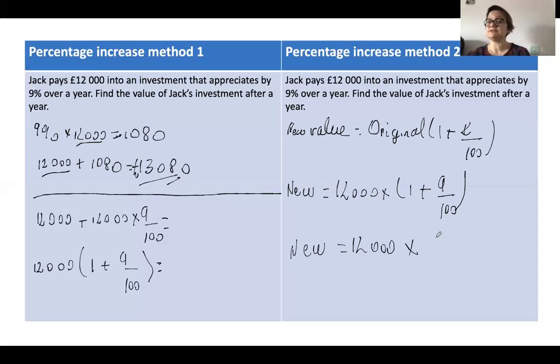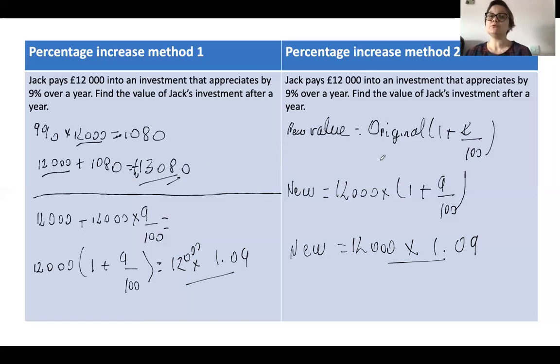So 9 divided by 100 is 0.09. So times 1.09. And here again is 12,000 times 1.09. See, it's exactly the same thing. But in the first one, it's just been done separately. So if you find the first method easy to understand, go for it.